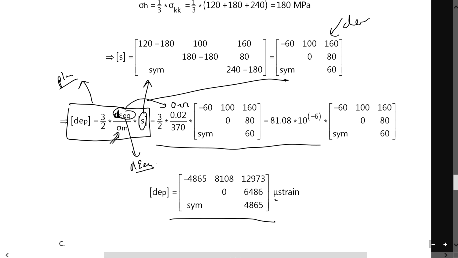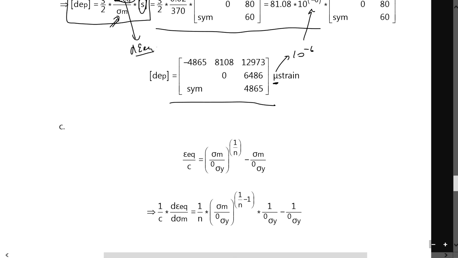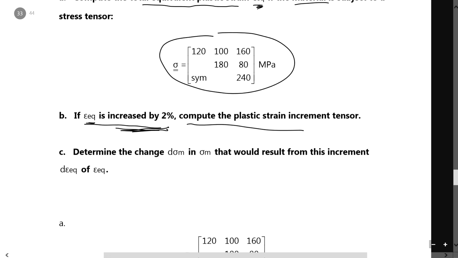Micro strain simply means 10 to the minus 6, because you're multiplying things, in case you don't know what is going on. Alright, for this case, next. Now comes the very interesting part. Determine the change d sigma m in sigma m that will result from this increment of this thing.